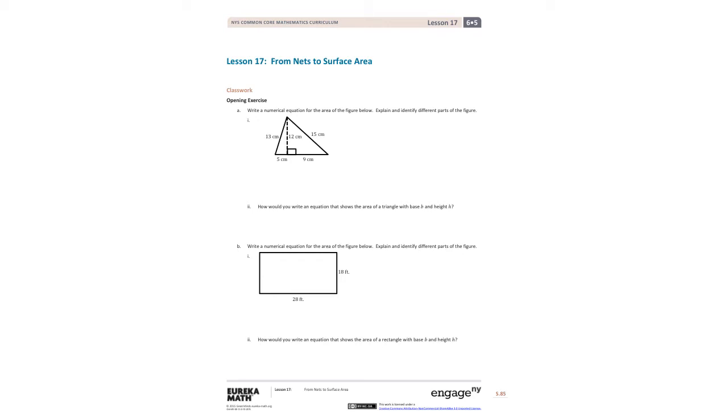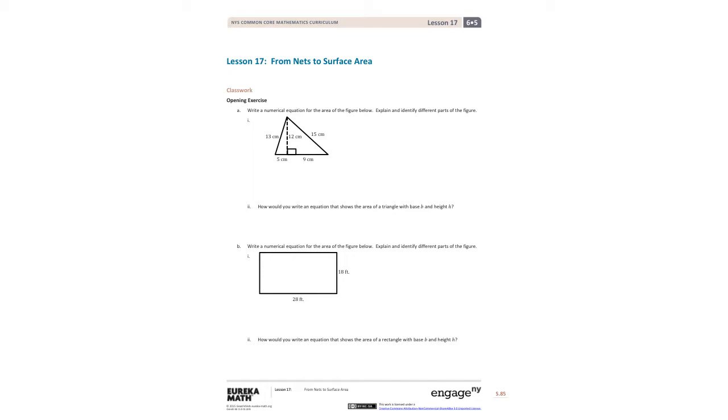Okay, today we're going to start working on finding a surface area. Surface area is the outside area of a box, a prism, a pyramid. So think about your cereal box, the cardboard it would take to make it. That is the surface area.